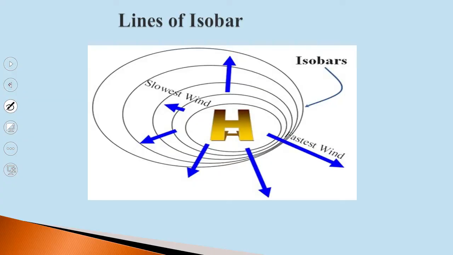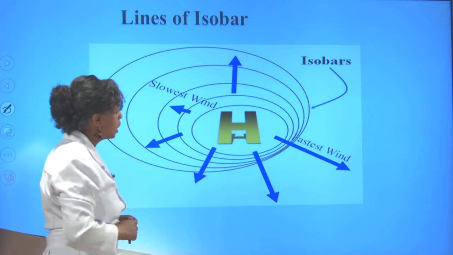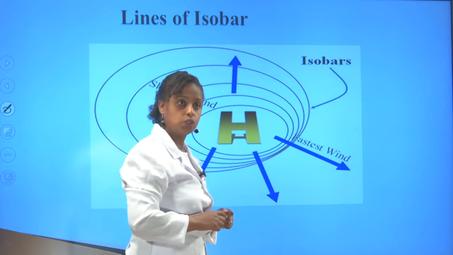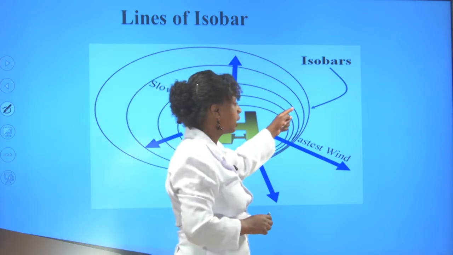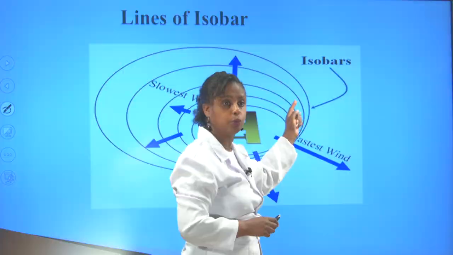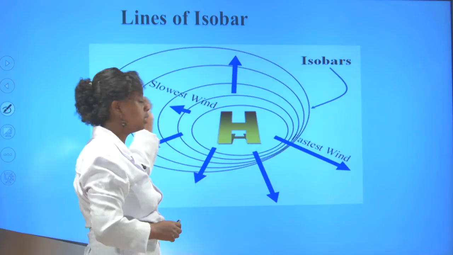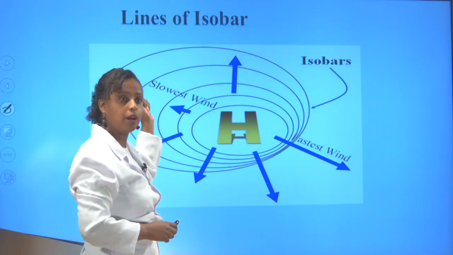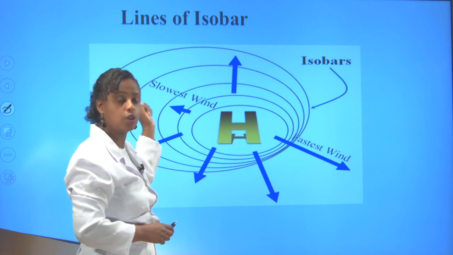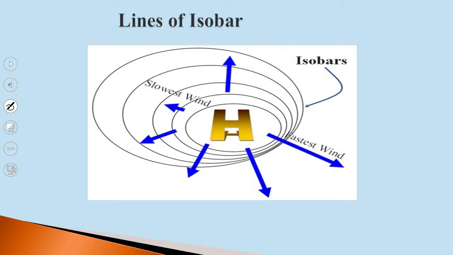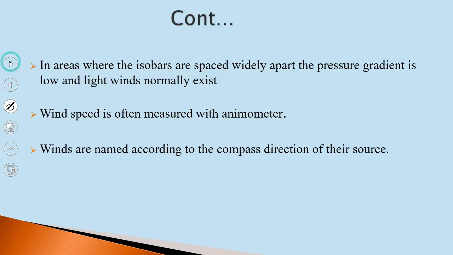Let us see these lines of isobar. These closely spaced isobar lines show that there is a high pressure gradient, or the wind speed is high. On the contrary, these widely spaced isobar lines indicate the occurrence of light or normal winds. Wind speed is measured by an instrument known as an anemometer.